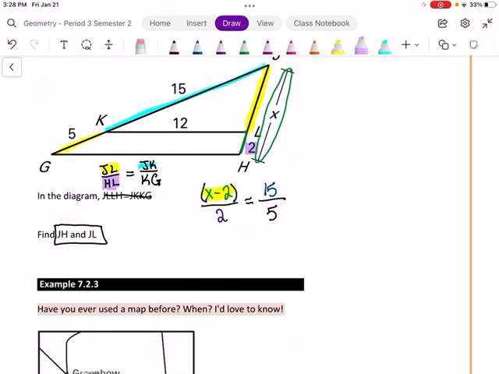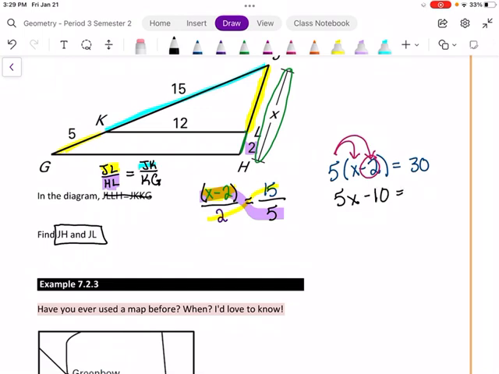So for this one, we're going to take the X minus 2 times 5, and don't forget the parentheses, because if you don't have those, it's not going to be the right answer. And then 2 times 15, which is 30. And when you have those parentheses, you are going to distribute. When you distribute, don't forget that this is a negative 2, not just a 2. So we're going to have 5x minus 10 equals 30.